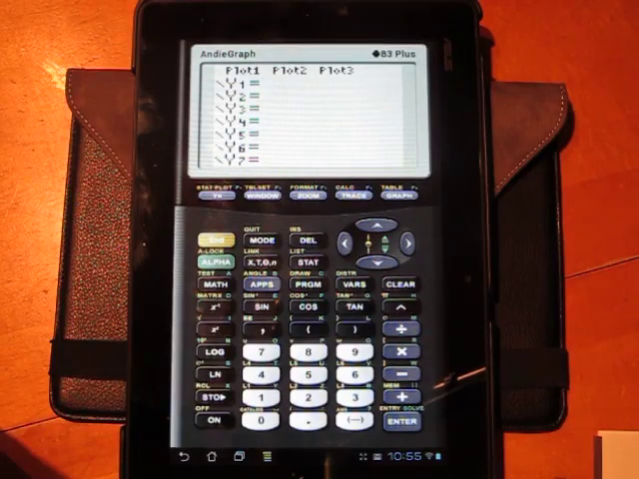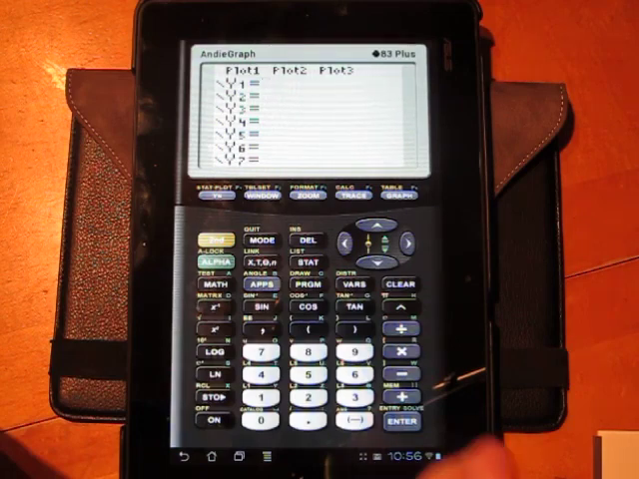All right, we're going to look at graphing the different functions we've been looking at: the constant, linear, quadratic, and cubic functions. We'll look at graphing them using the TI-83. I'm using the emulator on my Android. It's the same as your TI-83 Plus. All the buttons are the same, all the functions are the same, all the workings are the same.